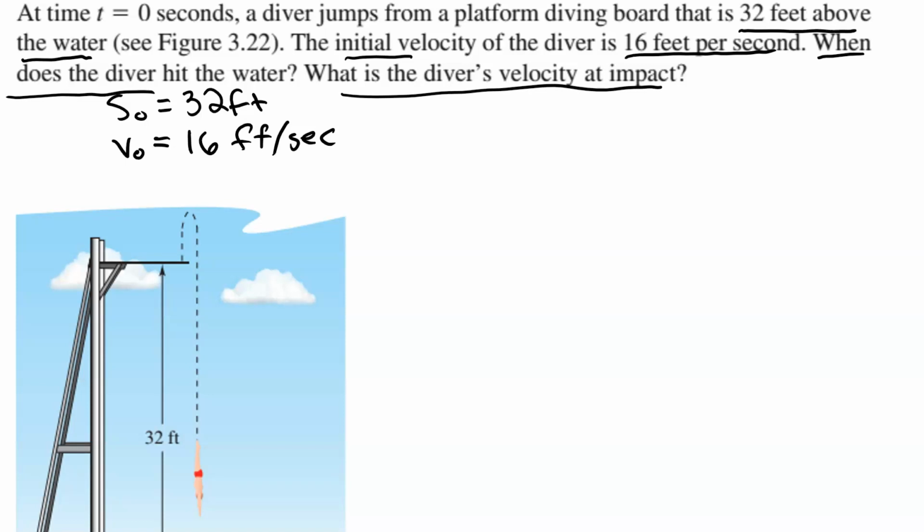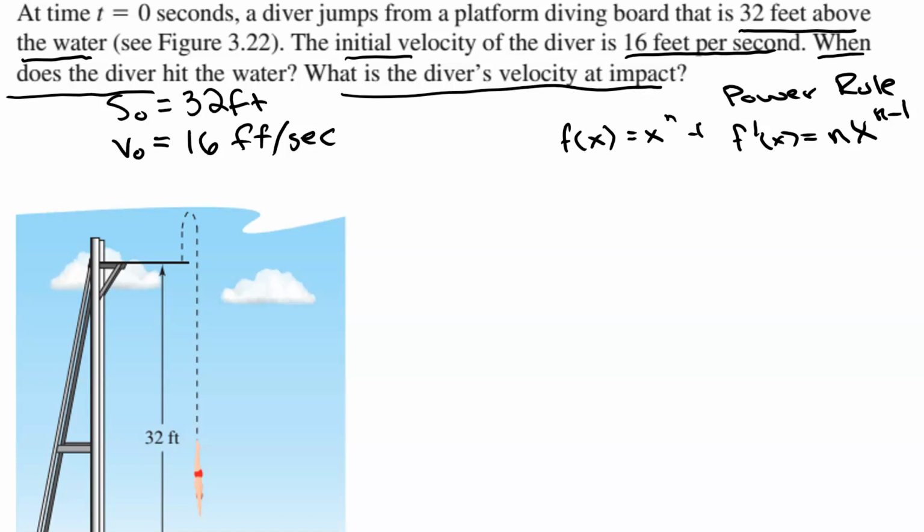For this, we're going to be using the power rule, which says the derivative of some function is going to be equal to the power pulled down and then one smaller. So this is for when f of x is equal to x to the n, the derivative is equal to n x to the n minus 1. n is just a constant. So let's go ahead and set up our equation.